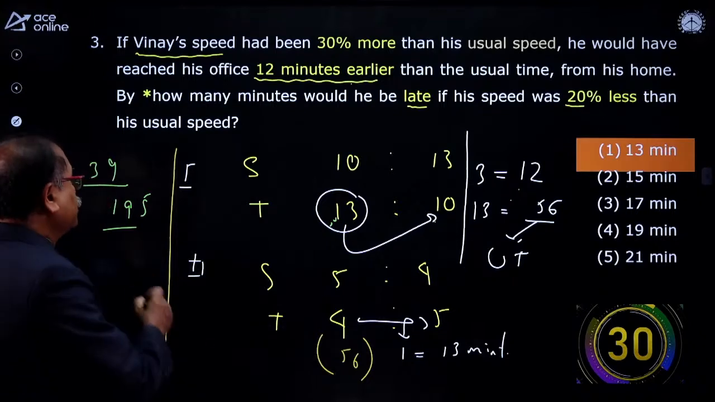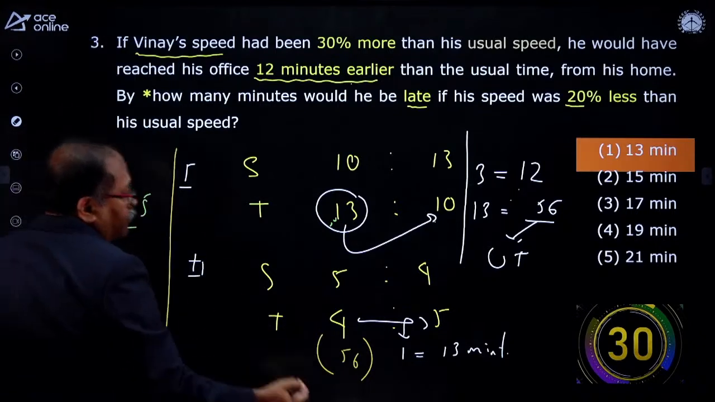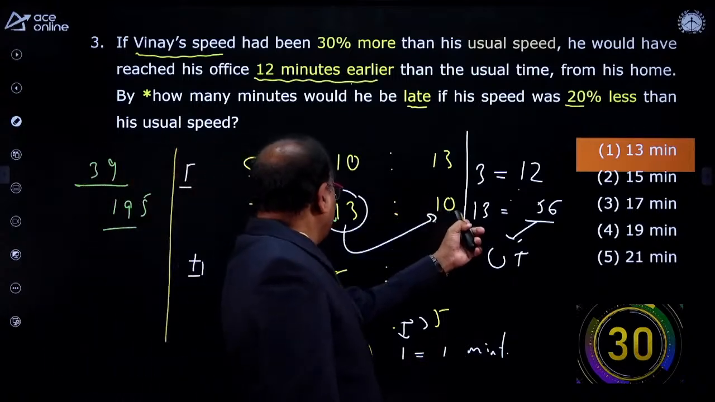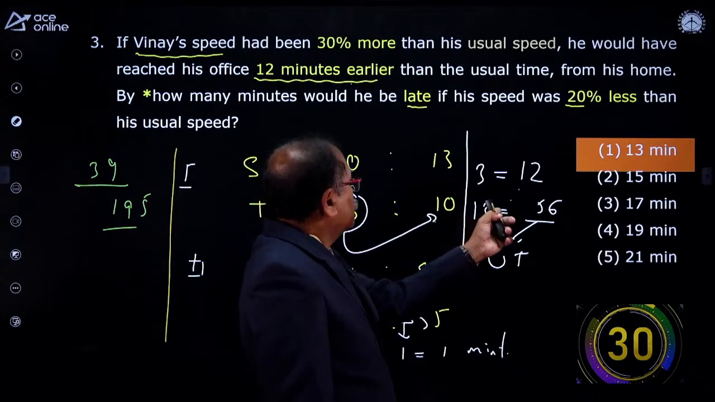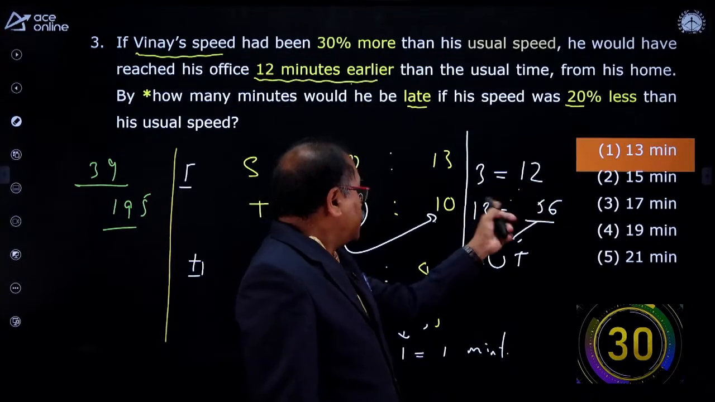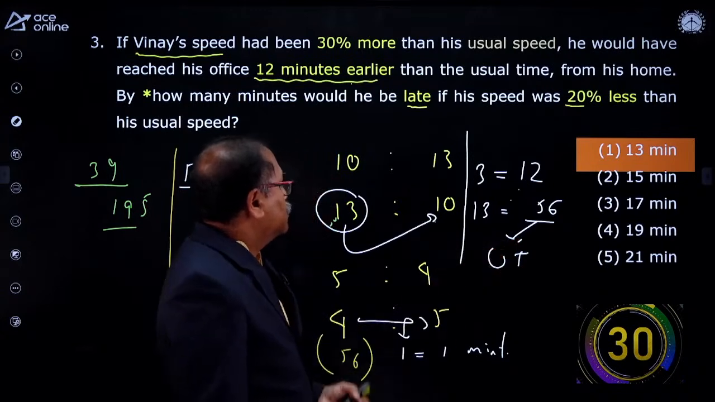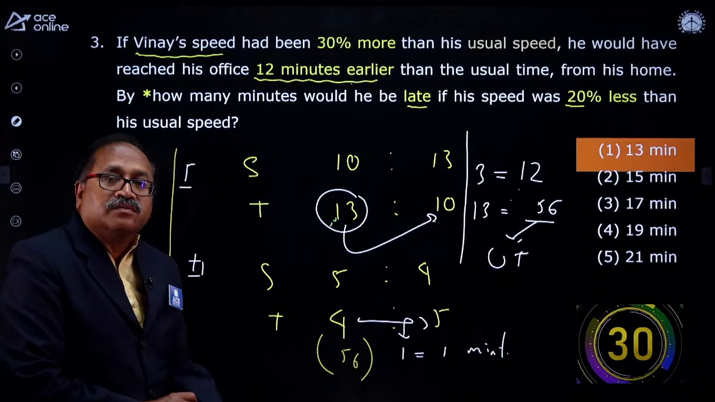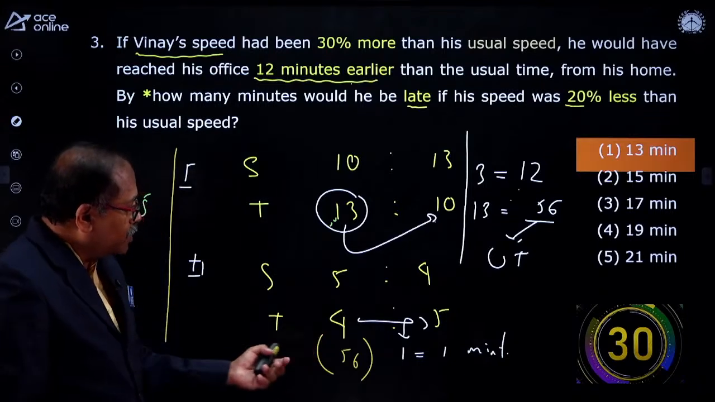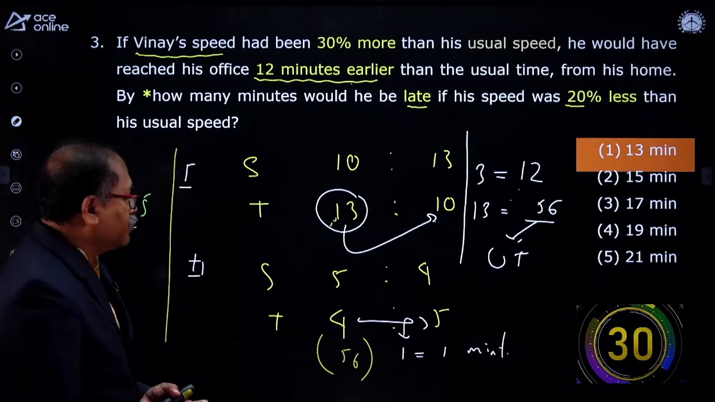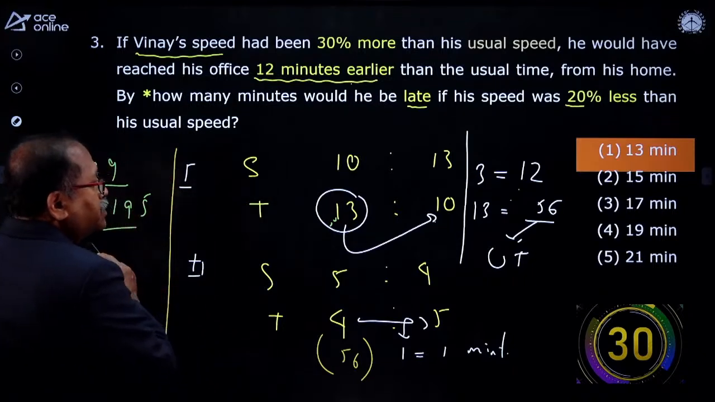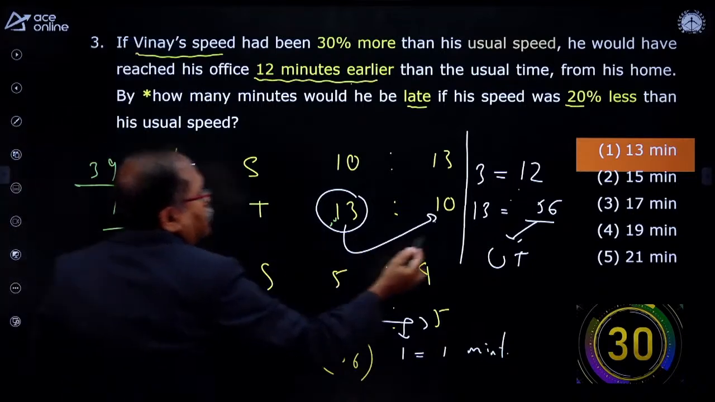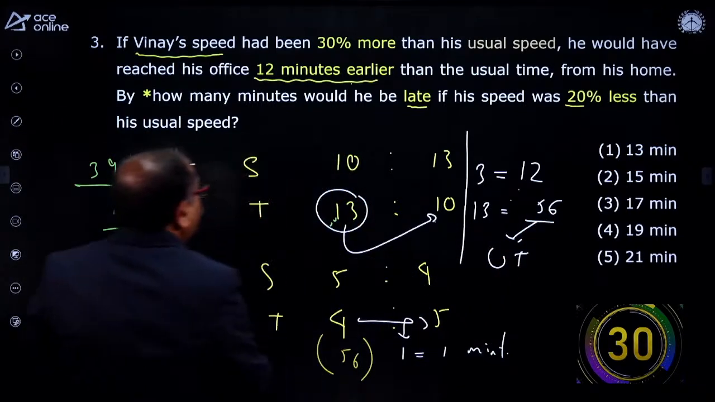14 4s are 56. Okay. Fine, it is 14. It should be 13, no? 13 4s are 52. Okay. 14 4s are 56. So there is an error over here. 13 4s are 52 here.